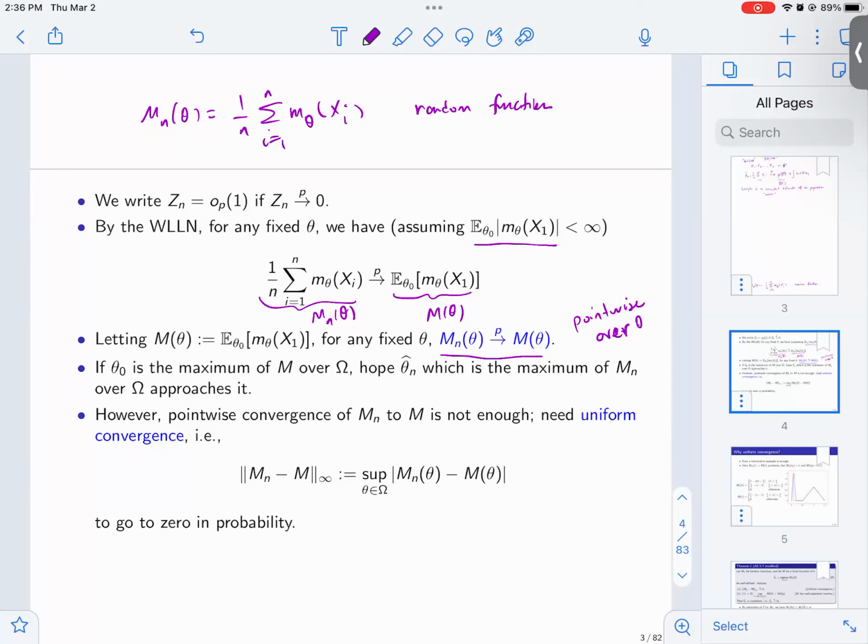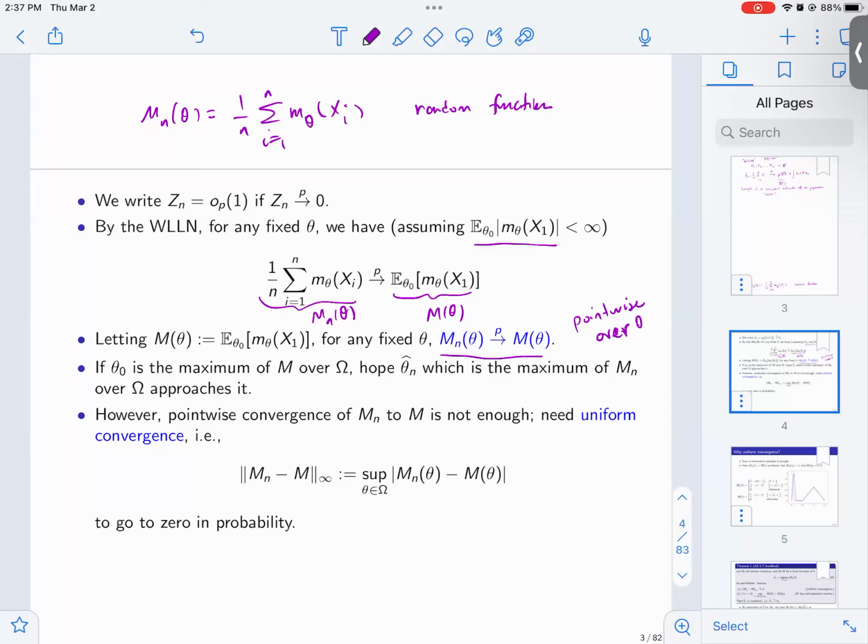This is often quite reasonable. So if your criteria is good, if this M theta is good, it has a unique maximum at theta naught, and this function is converging to that. So you would hope that the maximizer of this, which is your estimate, is going to converge to the maximizer of this, which is the truth, theta naught. But that's not enough. What guarantees this is the notion of uniform convergence.